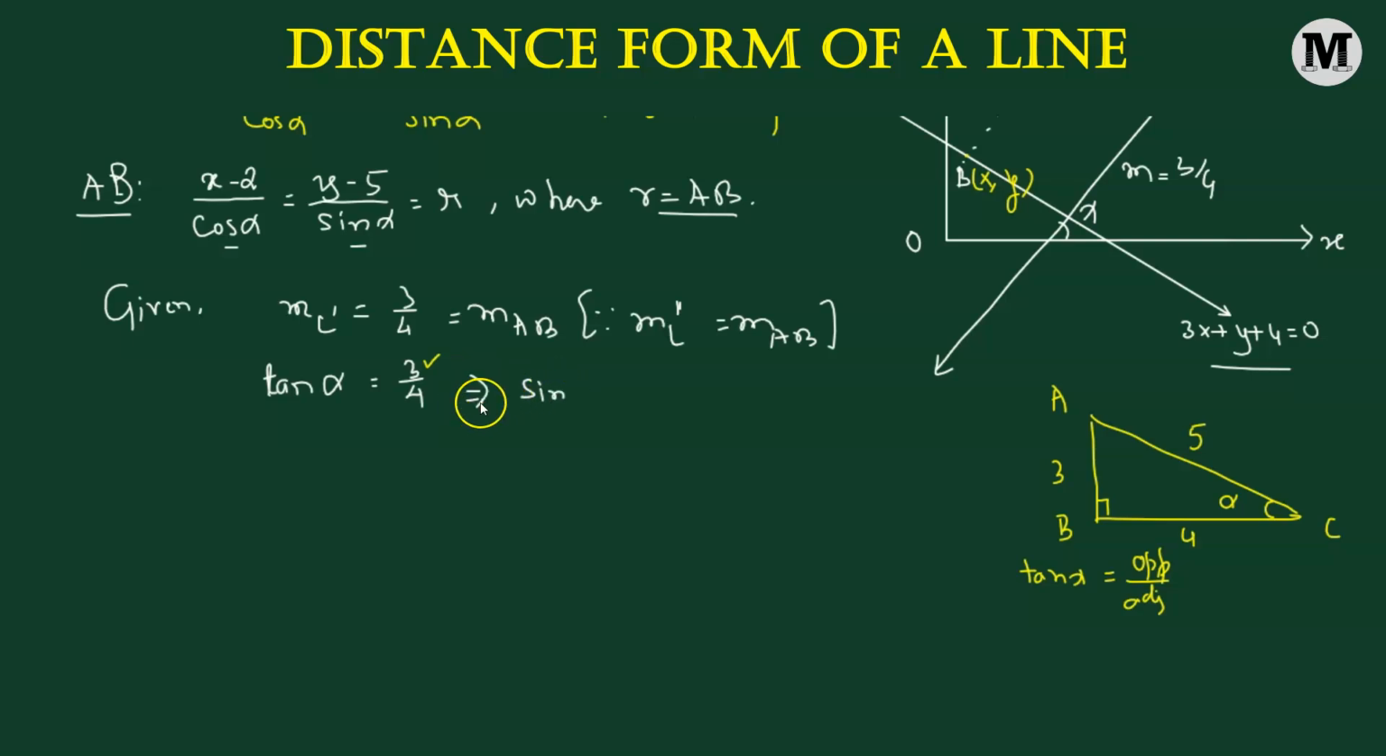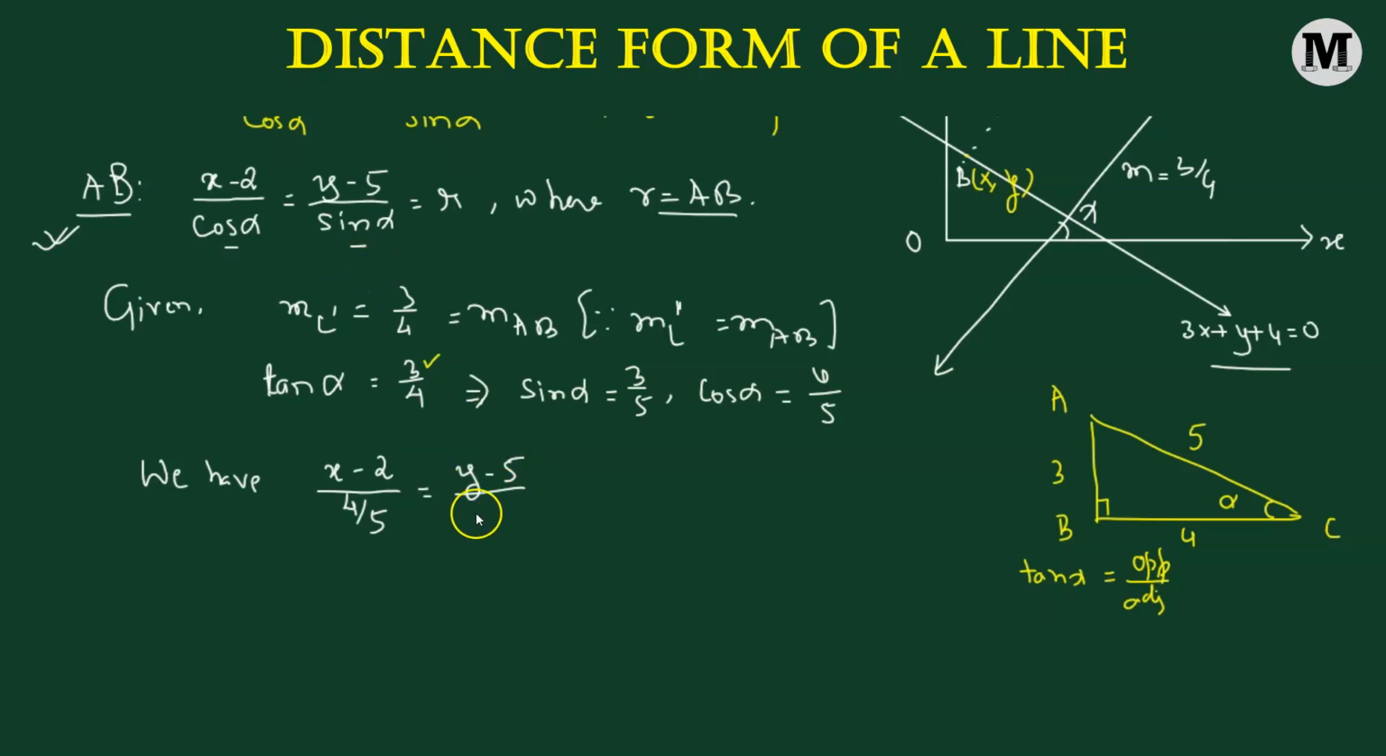So this is going to give us sine of alpha as the ratio of the opposite to the hypotenuse. We will get 3 over 5, and cosine of alpha is going to be the adjacent, which is BC, to the hypotenuse to give us 4 over 5. Okay, so let us substitute this back into our distance form. So we are going to get x minus 2 divided by cosine of alpha, that is 4 over 5, equals y minus 5 divided by sine of alpha. So sine of alpha, that's 3 divided by 5, equals r.